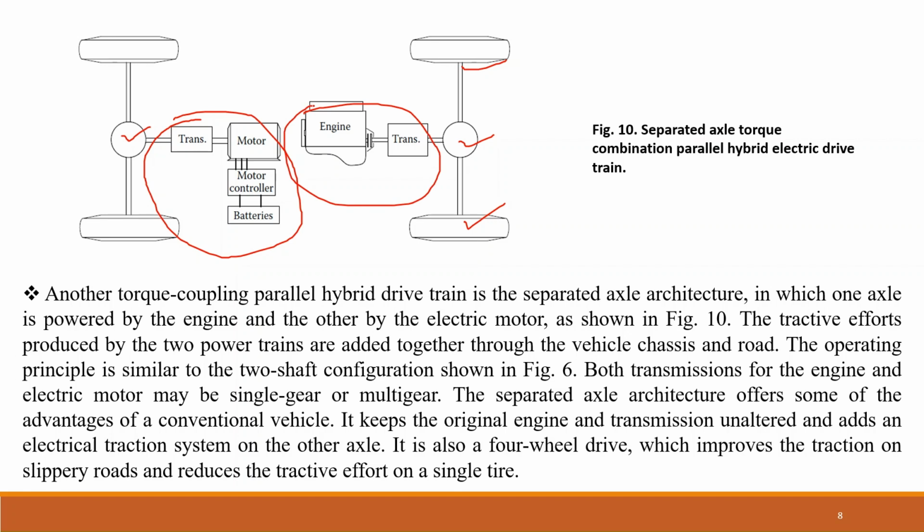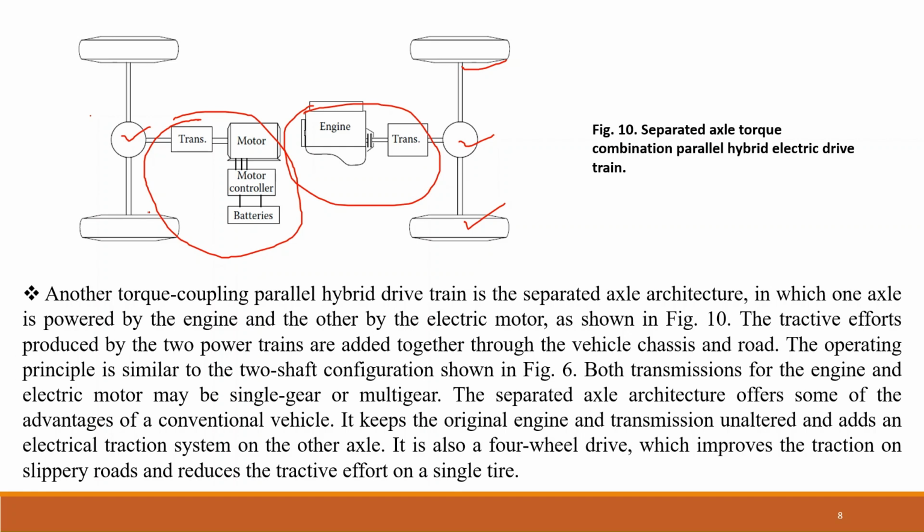The operating principle is similar to that of the two shaft configuration that we have previously seen with the two transmissions. And the transmissions for the engine and the electric motor can be single gear or multi gear. The separated axle architecture offers certain advantages for a conventional vehicle. What are the advantages? It keeps the original engine and transmission unaltered and adds an electrical transmission system.